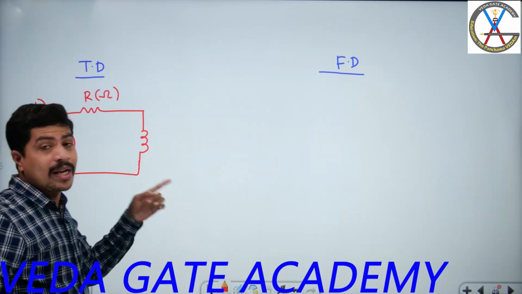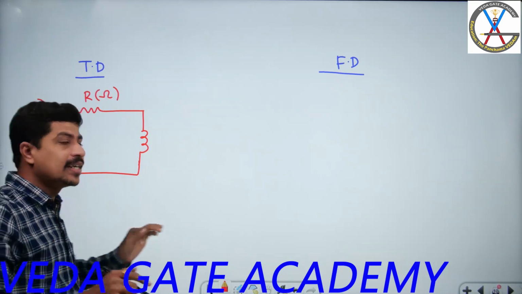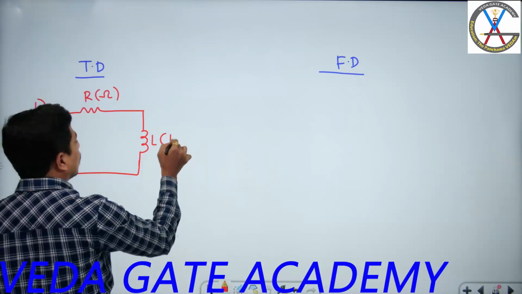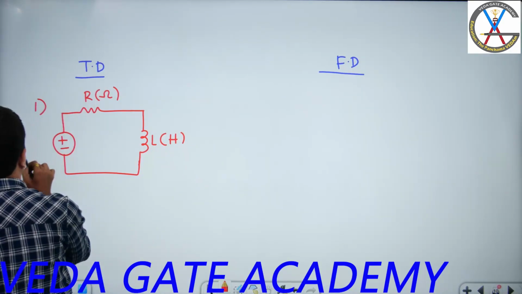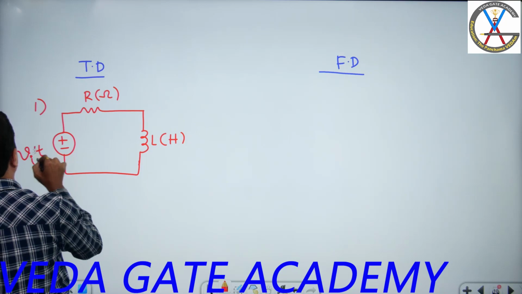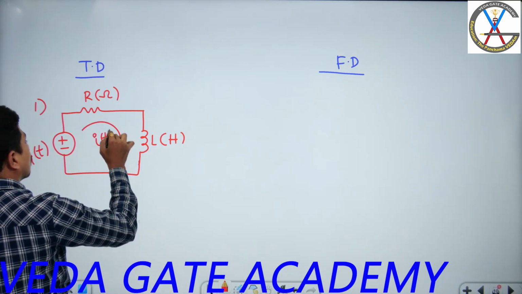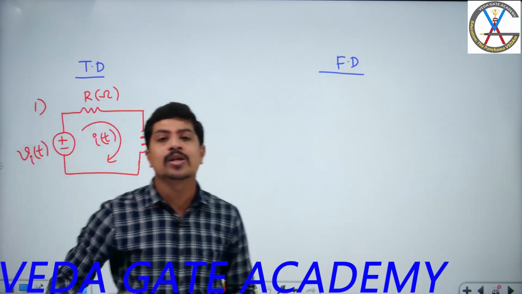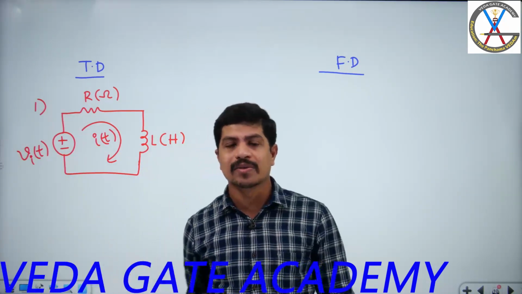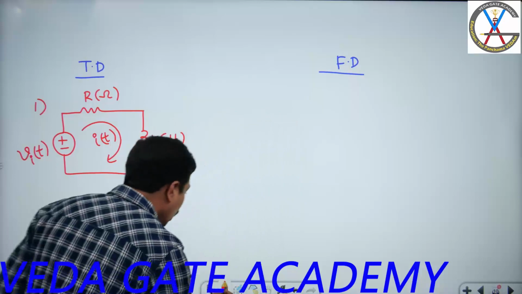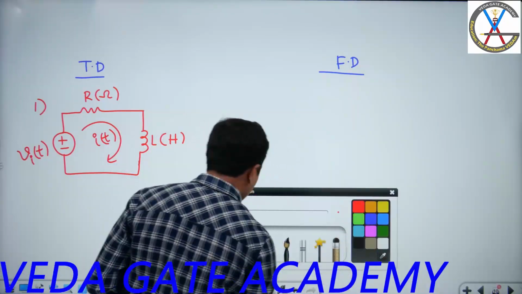As it is in time domain, the inductor should be represented as an inductor, L in henries. What is this voltage source? Vi of t. What is the current flowing in the circuit? I of t. Now let's write its equation. We are going to learn many beautiful things here.